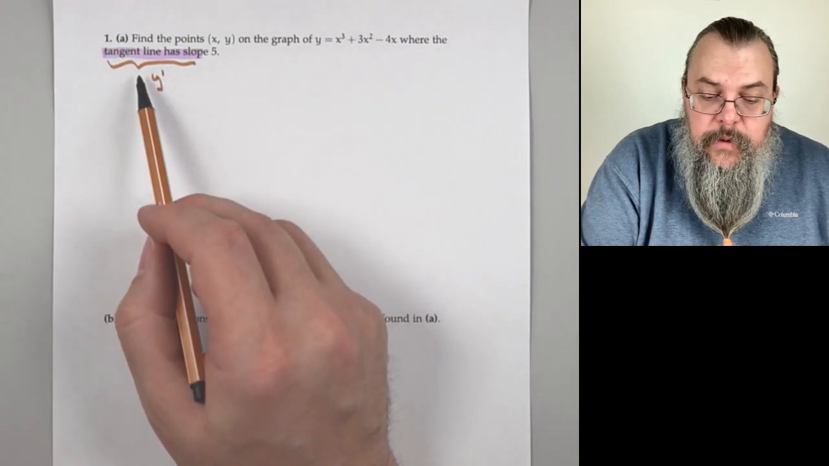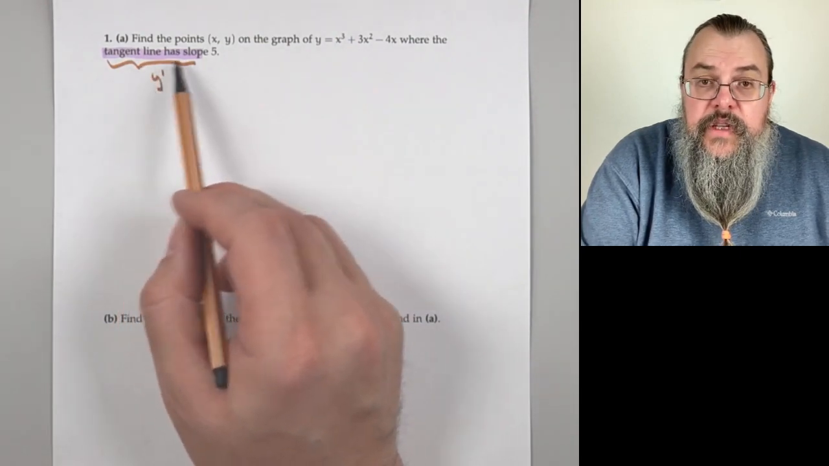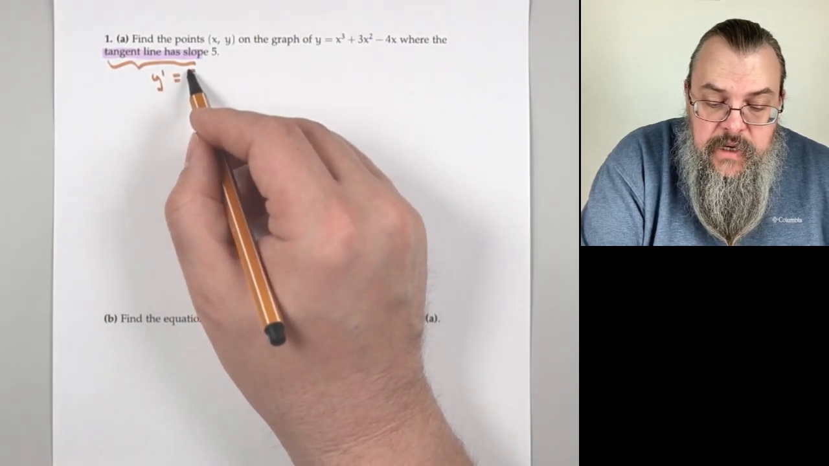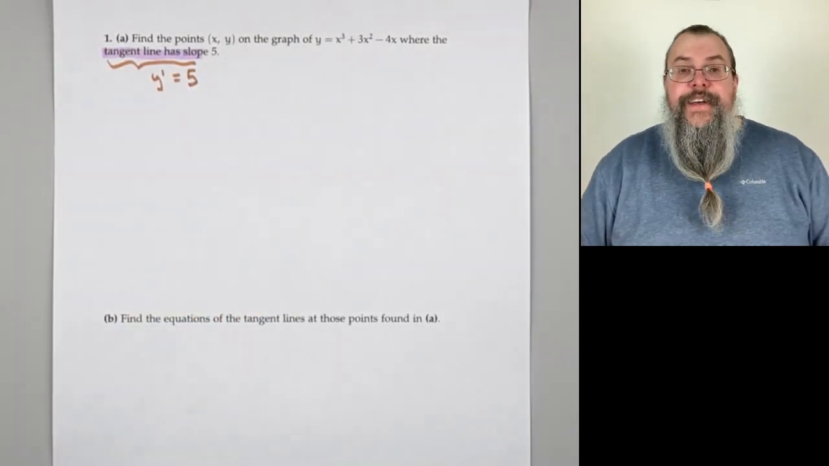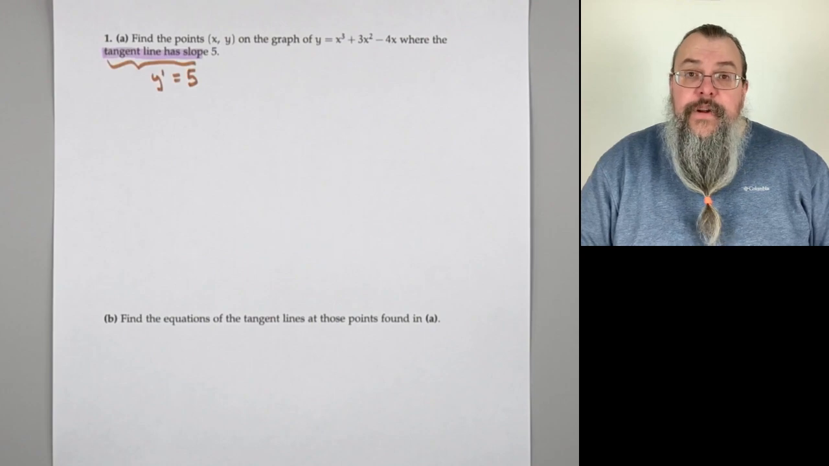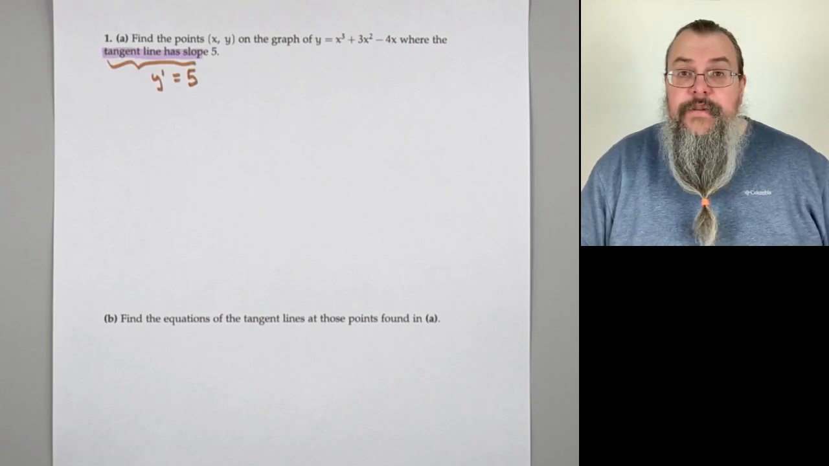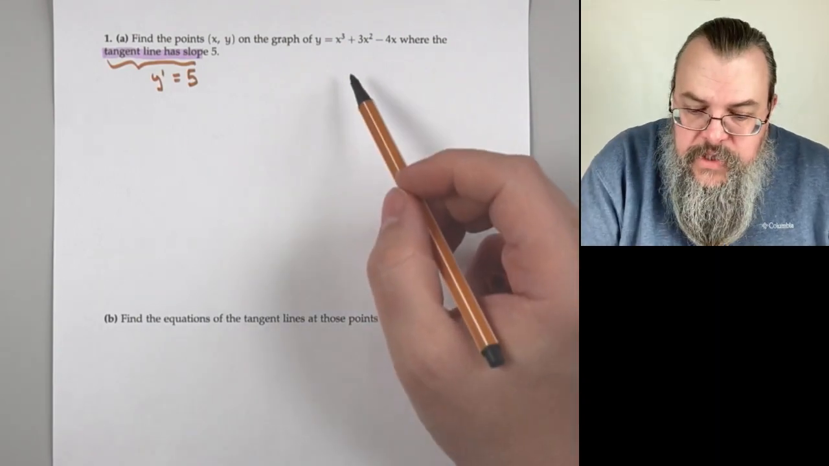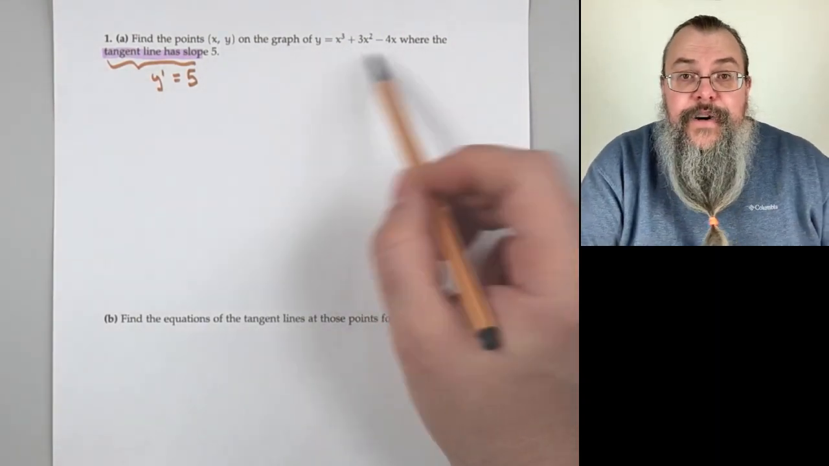And what do we want to know? Well, we want the slope of the tangent line to be 5. So y prime should be 5. Okay, so that's what we're after. We're after all the points where the derivative is equal to 5. So we say, okay, great. Do we know the function? Well, yeah, they gave us the function.